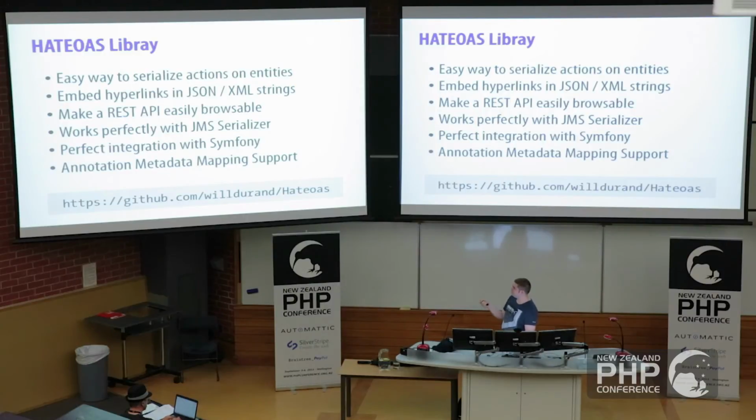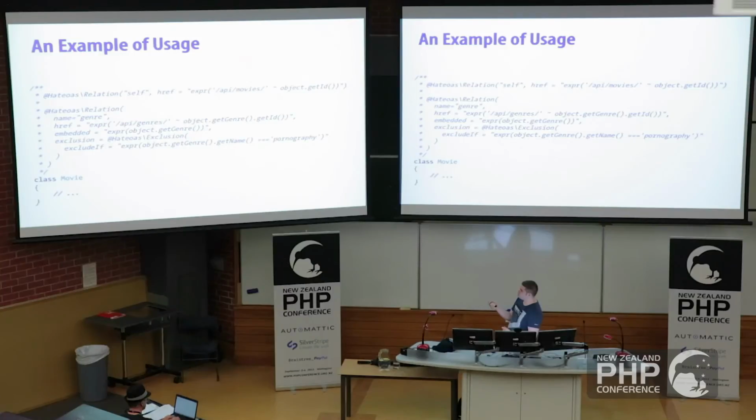And this library has been created by William Durand, a French guy. And this library basically extends the JMS Serializer library to allow you to automatically configure hyperlinks in your REST API. So let's say that when you serialize your movie objects, you would also like to include metadata in the JSON or XML output. For example, you would like to include the link to that movie resource in your REST API.